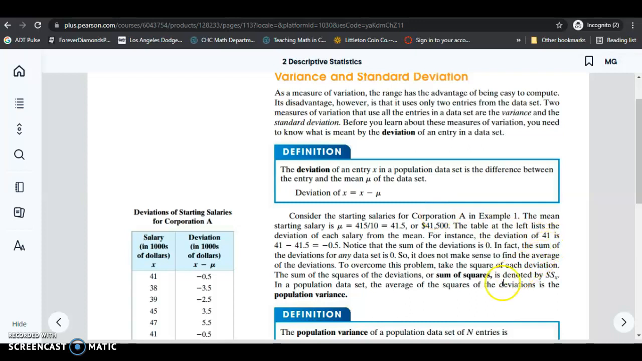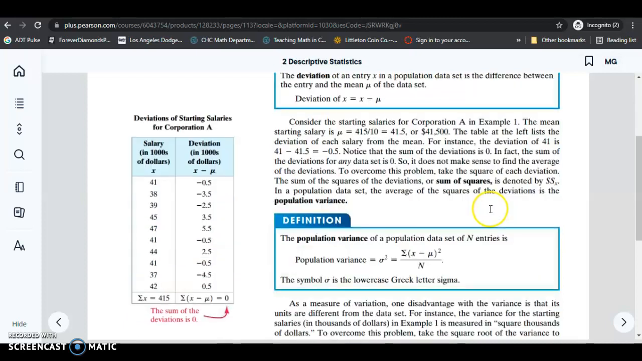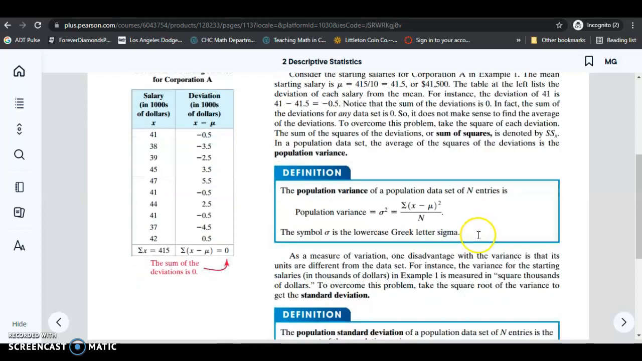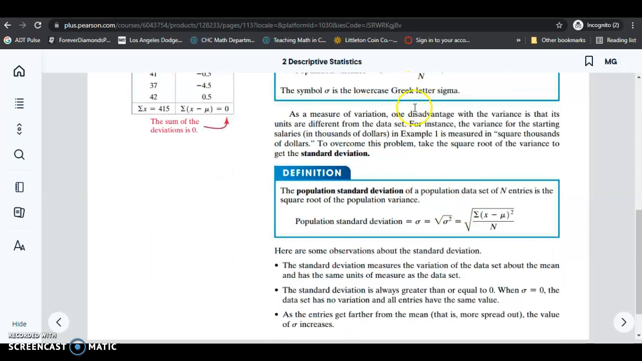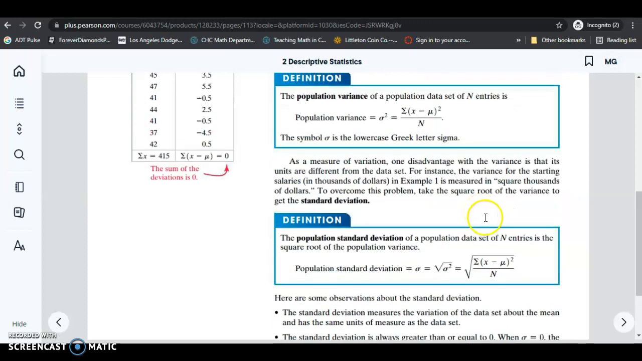And then it talks about what the population variance is, and likewise what the population standard deviation is. Now keep in mind that you would only calculate the population variance or population standard deviation if we have an entire population of data. Then we can use these formulas to calculate the variance and standard deviation of the data set.